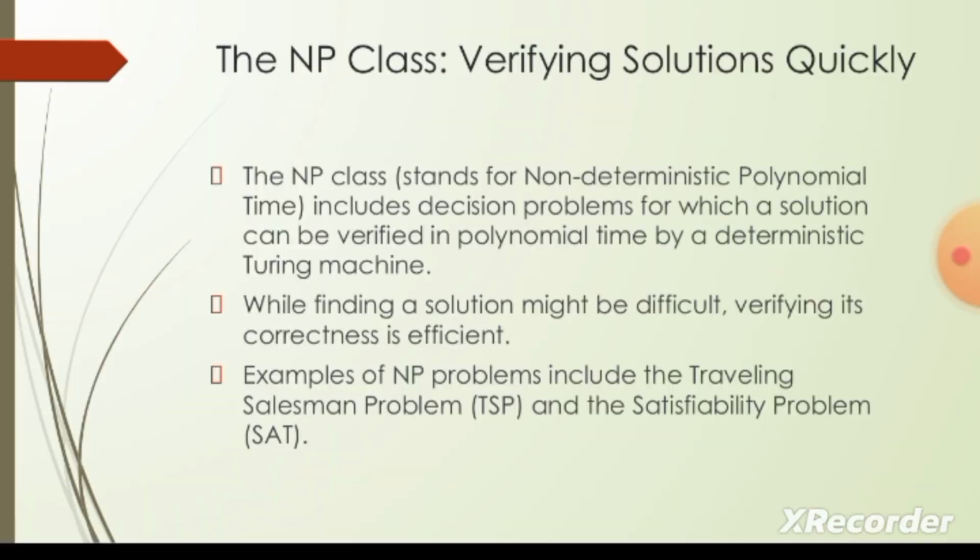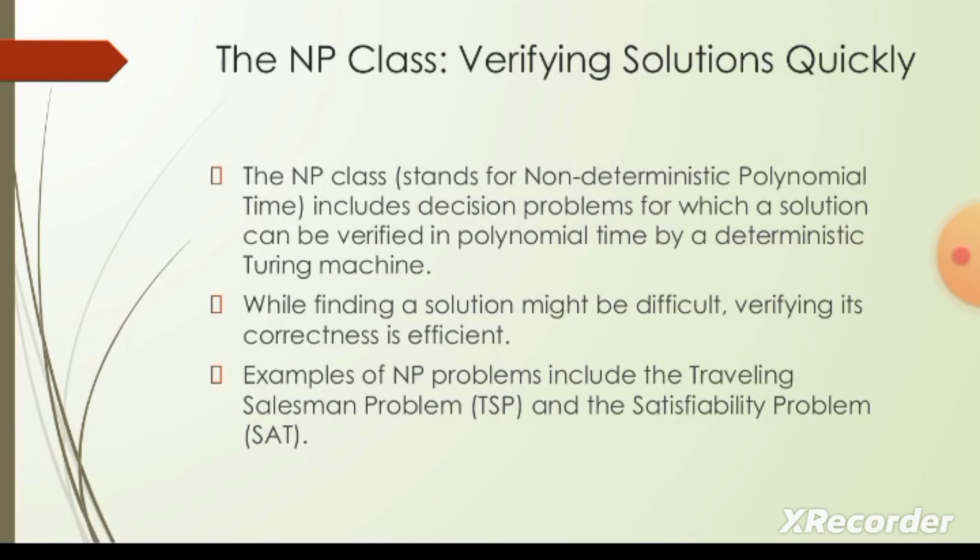So next one is NP class. So NP class stands for non-deterministic polynomial time. So it includes decision problems for which a solution can be verified in polynomial time by a deterministic Turing machine. So while finding a solution might be difficult, verifying its correctness is efficient. Examples of NP problems include the traveling salesman problem and the satisfiability problem.